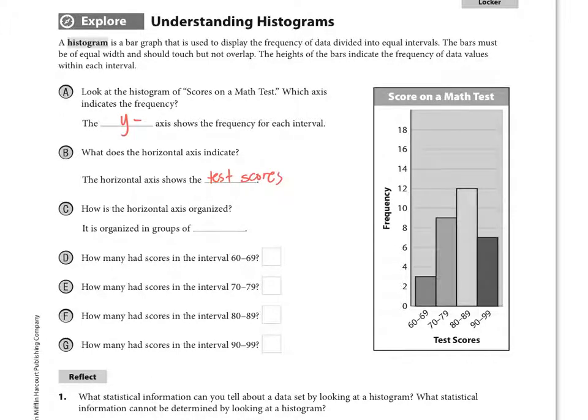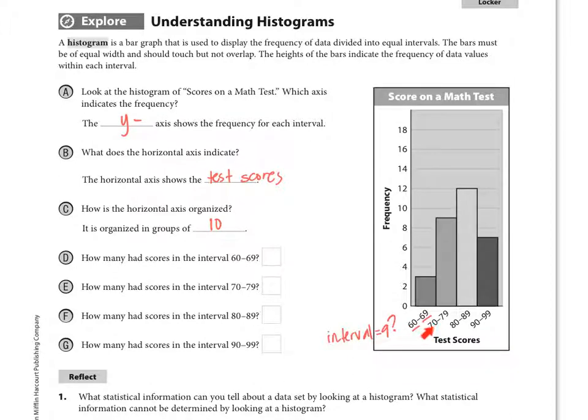And it is organized, I'm on part C now, in groups of 10. If you see the graph over on the right side, it does go from 60 to 69. A very common mistake is that students will take 60 and 69 and subtract those, and they'll think that the interval is 9. In fact, it's not. We're going to be looking at how far it is from the first number, 60, to the beginning of the next interval, 70. And so that is 10 apart.